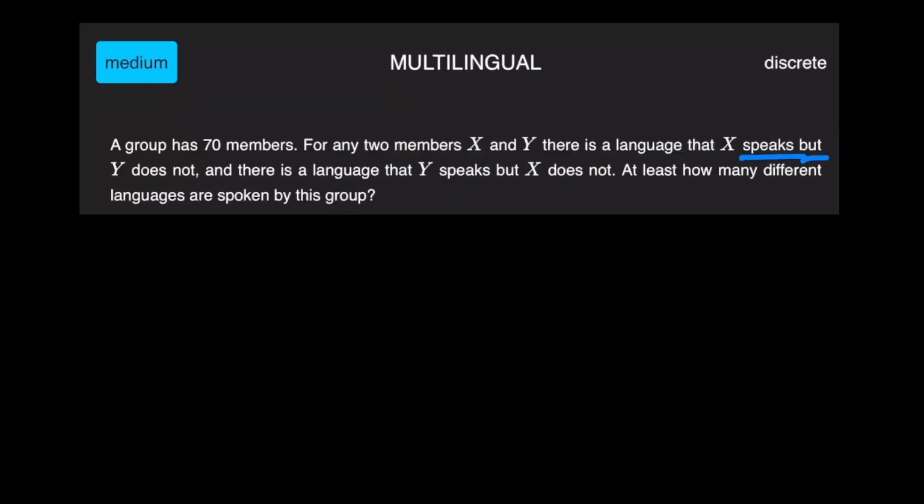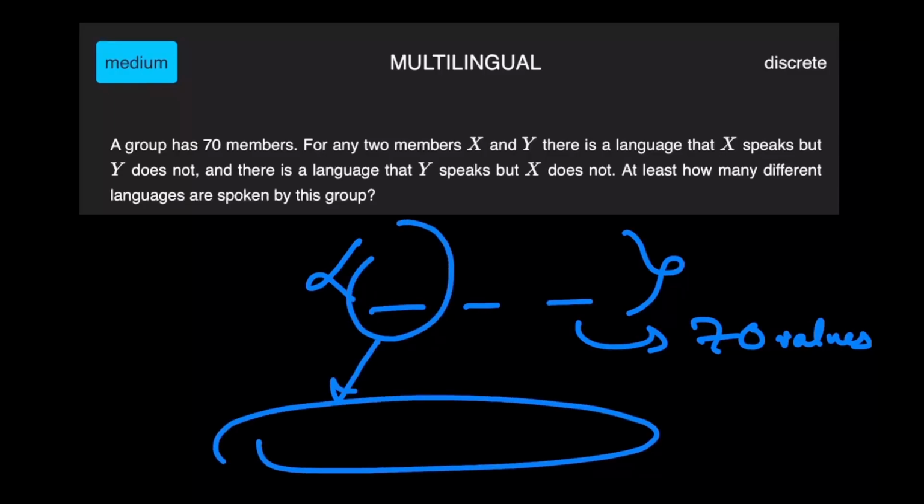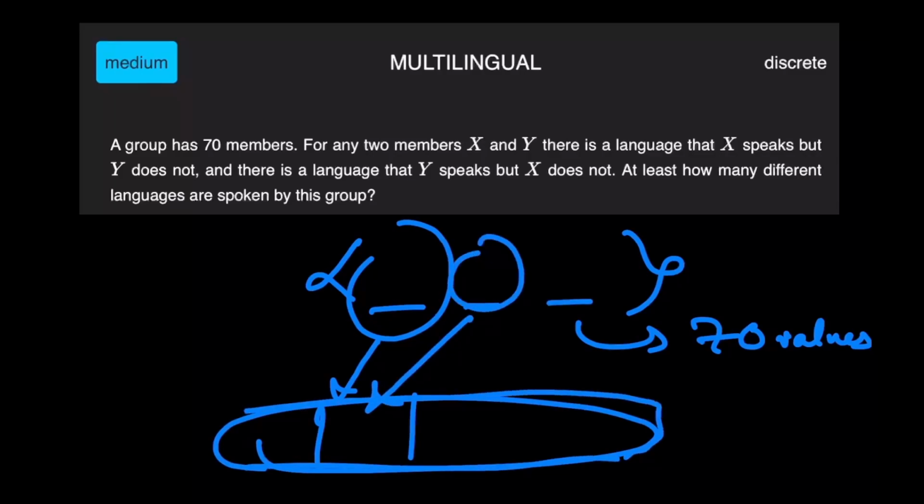Just to give you guys a bit of a push towards thinking about solutions, one answer that you might think of is to create a set of 70 languages, right? So let's say this is our set of languages and this has 70 values. And all we do is we assign one language to each of those 70 members, right? So what happens by this is each and every person knows a unique language that only that person knows. So this is gonna satisfy the condition over here.